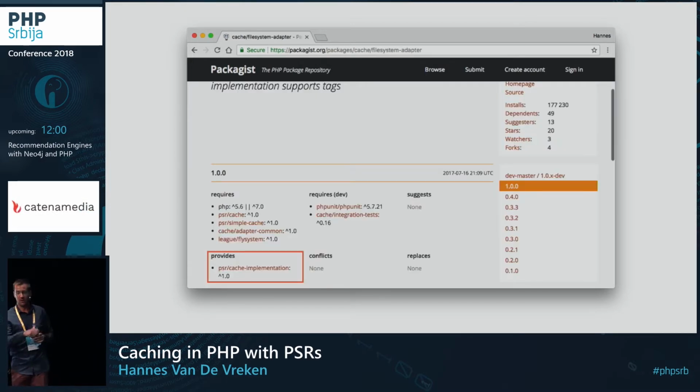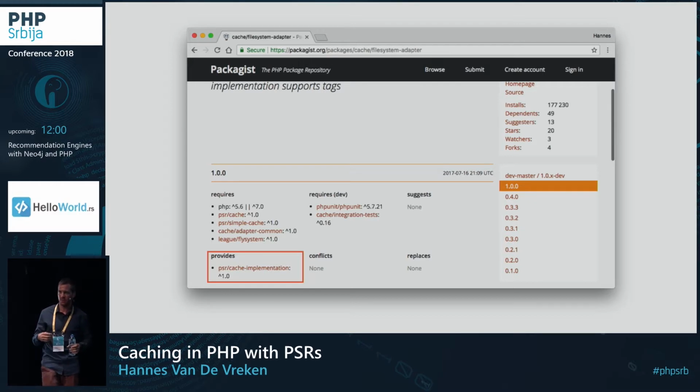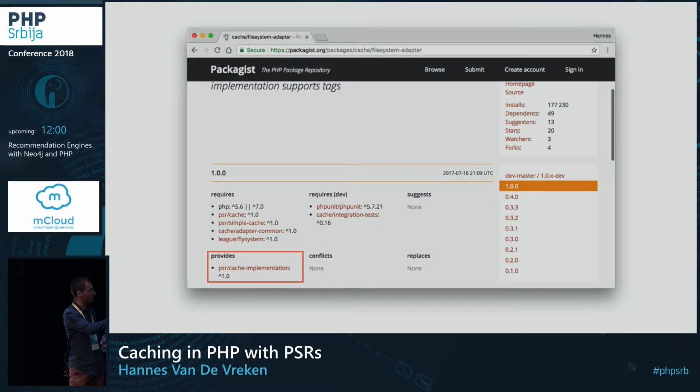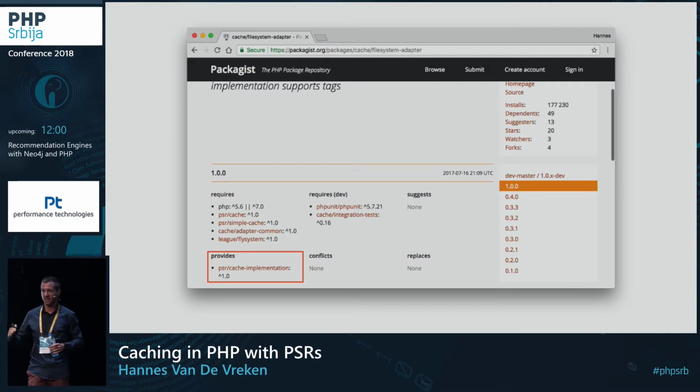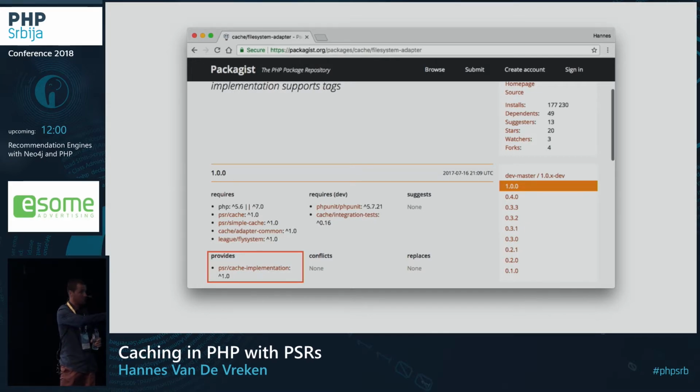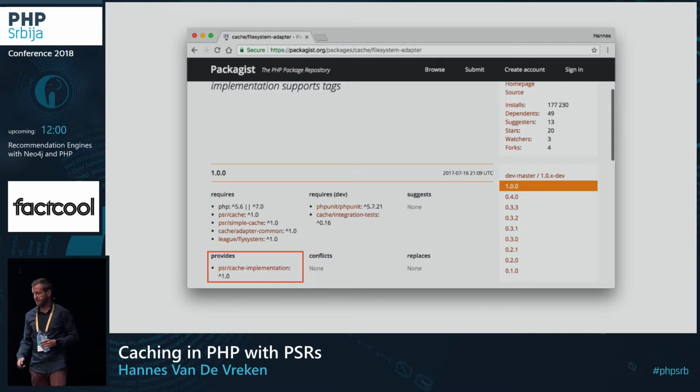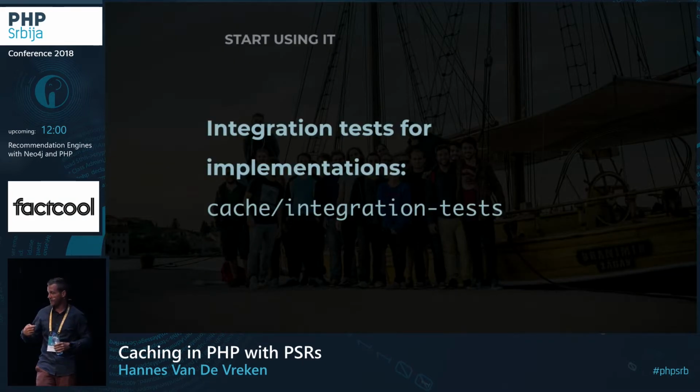If we click on one, this is, for example, the cache/filesystem adapter, which uses Frank de Jonge's Flysystem. It says league/flysystem. It provides a PSR/cache implementation. So this provides an implementation for the interfaces inside the virtual package, the package that is defined by the virtual package PSR/cache implementation. So there's also a package called cache/integration tests, and that's super useful.